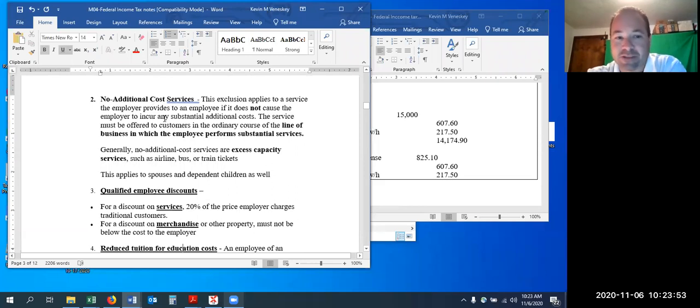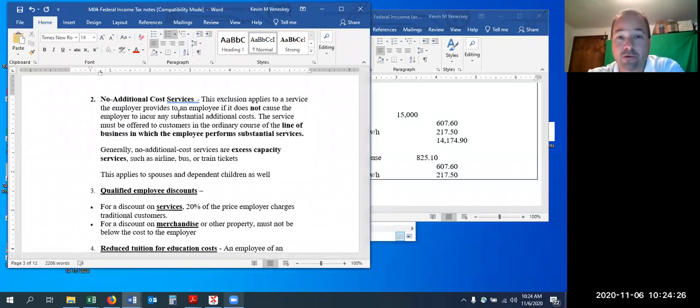No additional cost services. What this means is, think of Southwest Airlines. If they have empty space available on a particular flight, it's not considered taxable if one of their employees takes a flight and their family is also included. Any spouses or dependent kids can jump on board there and use the additional no cost service and not have to pay tax on that. Otherwise, that would be taxable income at whatever the normal fare would be.